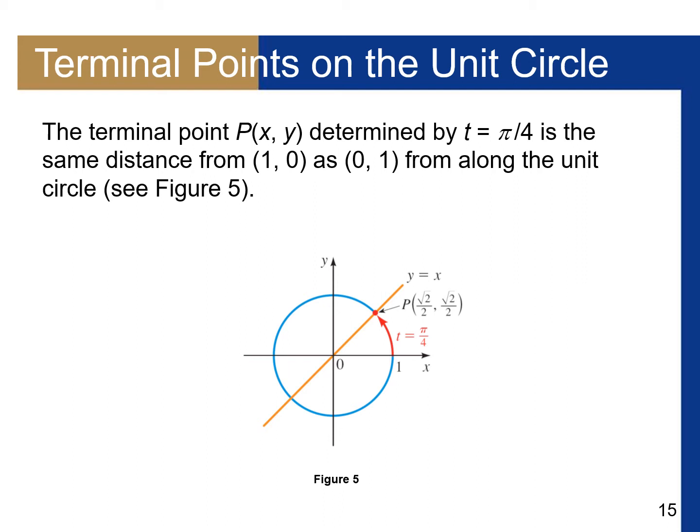So the terminal point that is (x, y) determined by pi over 4 means you would start here and travel pi over 4 distance. And we would have the square root of 2 over 2, and my y value also would be the square root of 2 over 2.